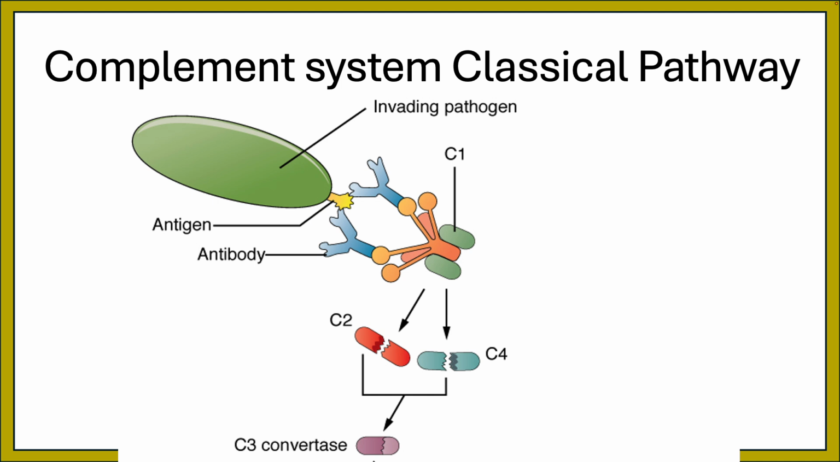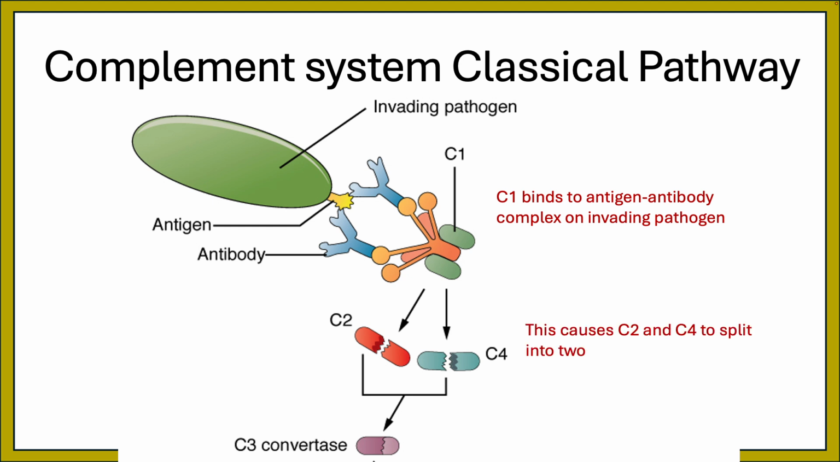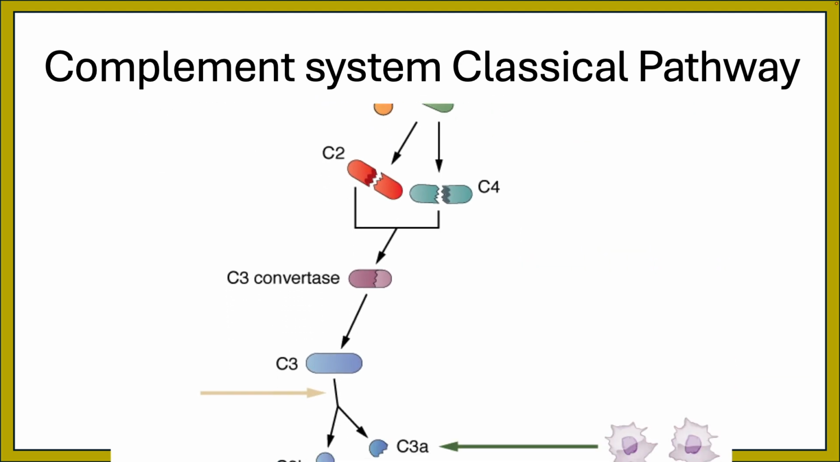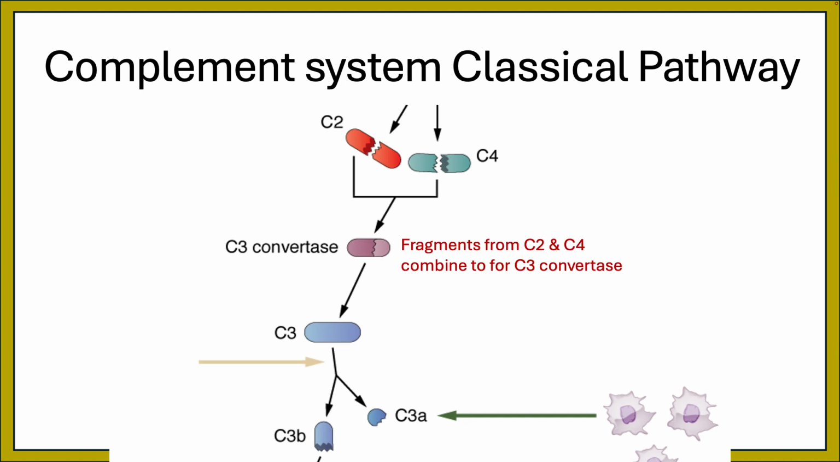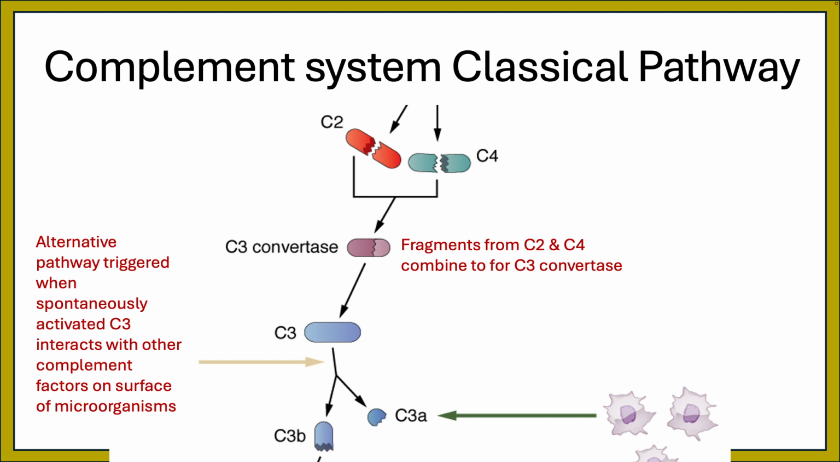So complement system, the classical pathway involves an antigen and antibodies binding to the C1 protein, and this then triggers C2 and C4 to split into two different components. Fragments from C2 and C4 are then going to combine to form what is known as C3 convertase. So this is going to make that C3 convertase.